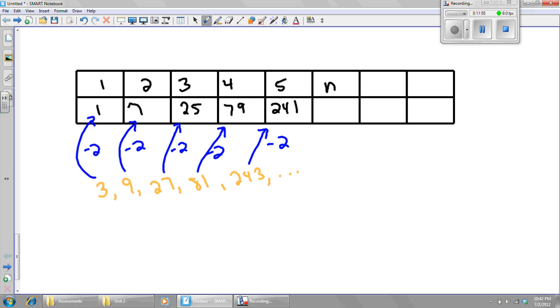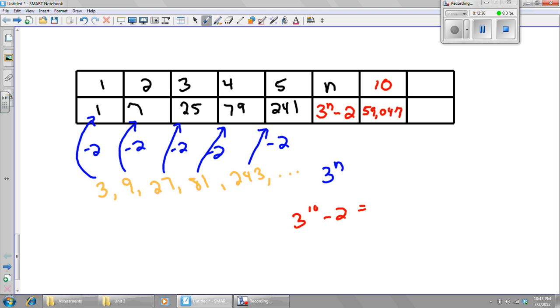Well, the orange pattern was 3 to the power n. So this black pattern here would be 3 to the power n, but then you take away 2. Then, of course, if I wanted to find the 10th term, I would do 3 to the 10th power, take away 2, which is quite a large number. 3 to the power 10 minus 2 ends up being 59,047. That's a very large number for only being the 10th term of the sequence.